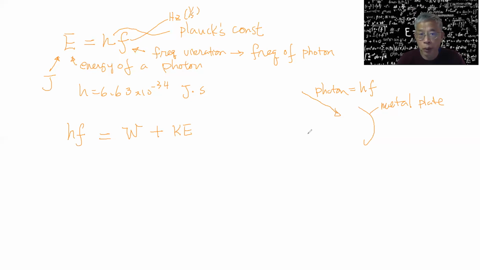So how does that work? W is called the work function, and that's the energy needed to eject a free electron.